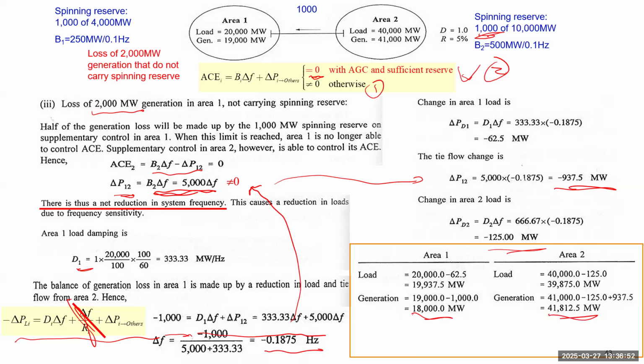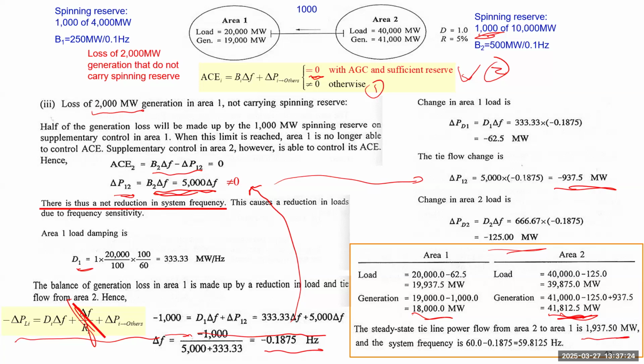And the generation in area 2 is increased. It will use up some spinning reserve, but because area 2 still maintains the governor functioning, so this will be the new generation. So if you calculate the tie-line flow, the steady-state tie-line flow from area 2 to area 1 will be 1,937.5 megawatt. The new frequency is slightly lower than 60 hertz. So this will be the new tie-line flow.